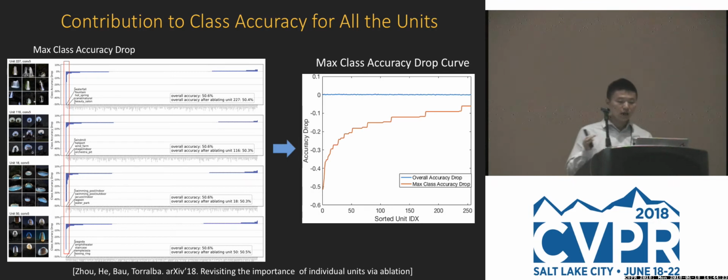So you can see for some of those units, the damage to the class accuracy is very significant, more than 50%. For some of the classes, the damage is about 10%. So here in this curve, I also plot the overall accuracy drop. So you can see no matter what unit you remove, the overall accuracy drop keeps flat.